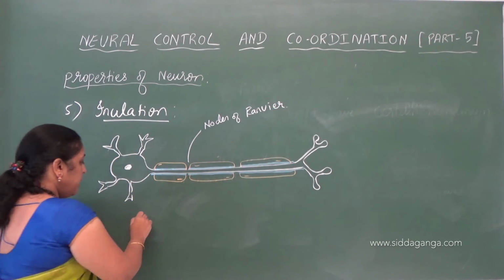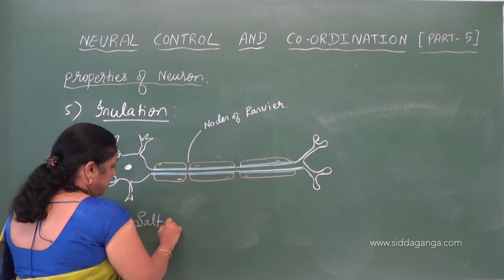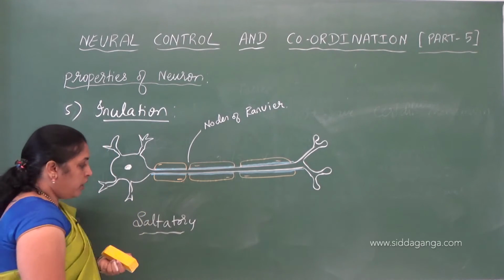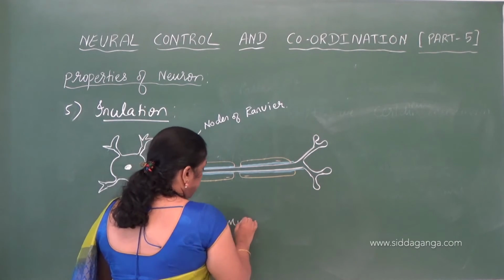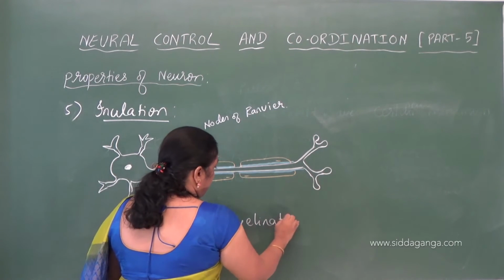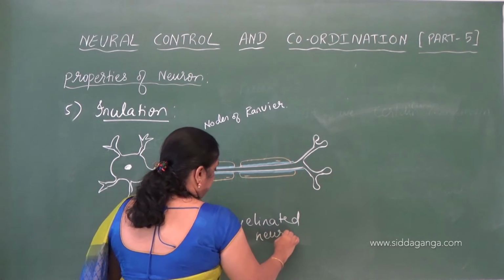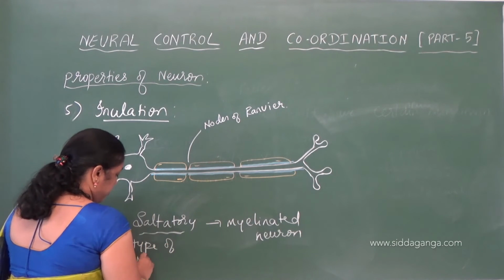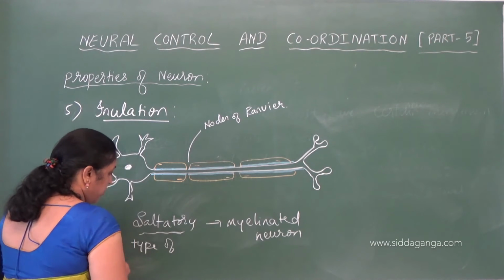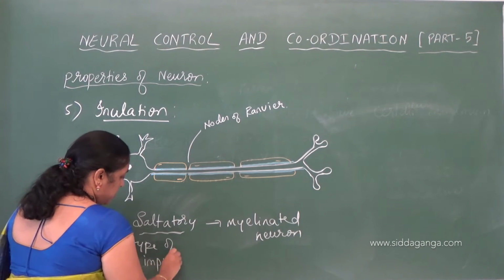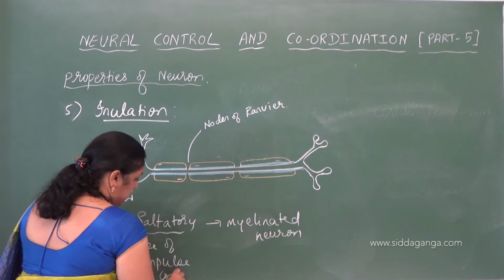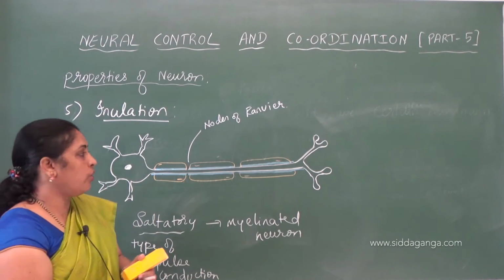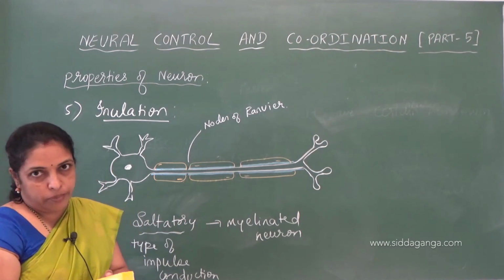Saltatory type of conduction of impulse is seen in myelinated neurons. Saltatory type of impulse conduction is seen in myelinated neuron. What is saltatory type of impulse conduction?